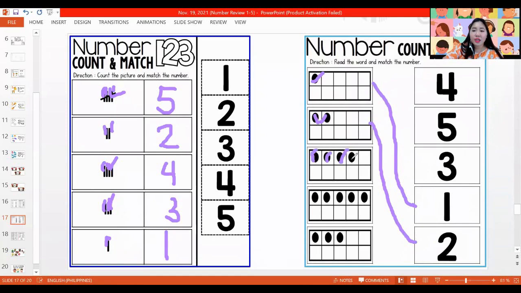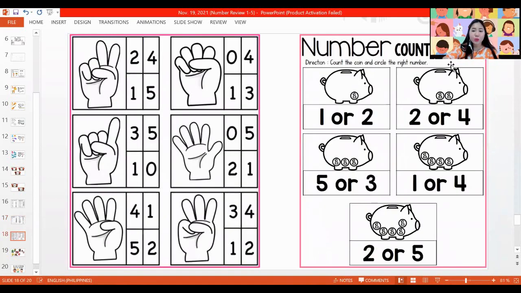One, two, three, four. Draw a line to number four. One, two, three, four, five. Draw a line to number five. And lastly, one, two, three. Draw a line to number three. Are you finished with this? Very nice. Let's go to the last two pages for today.